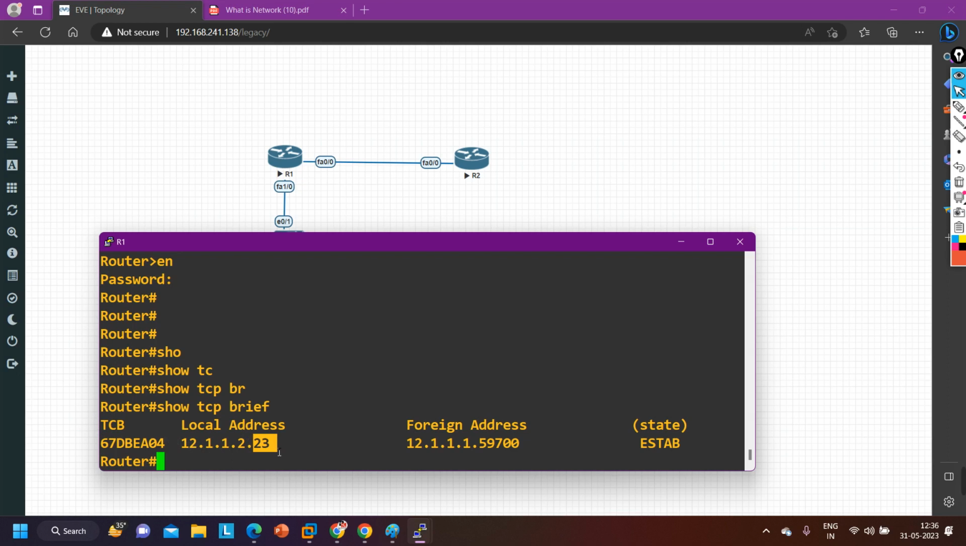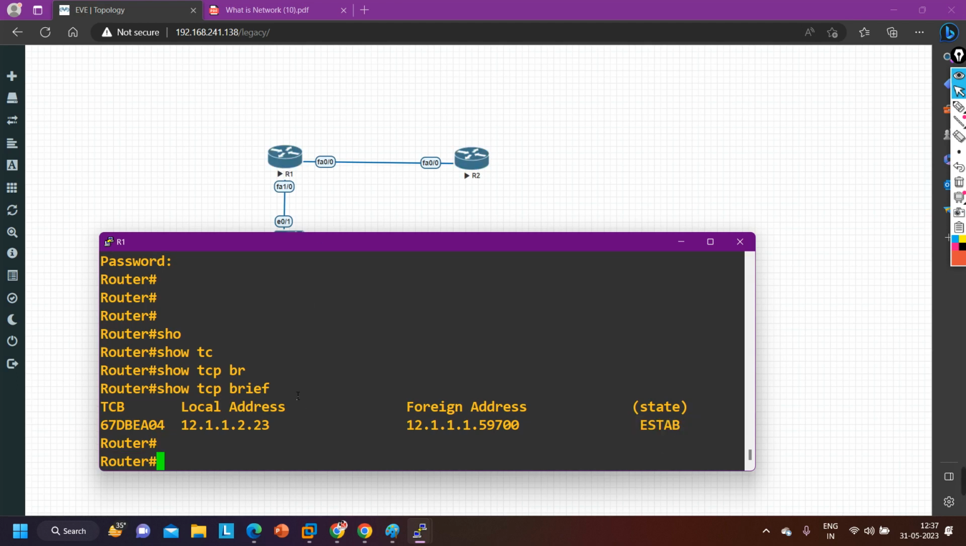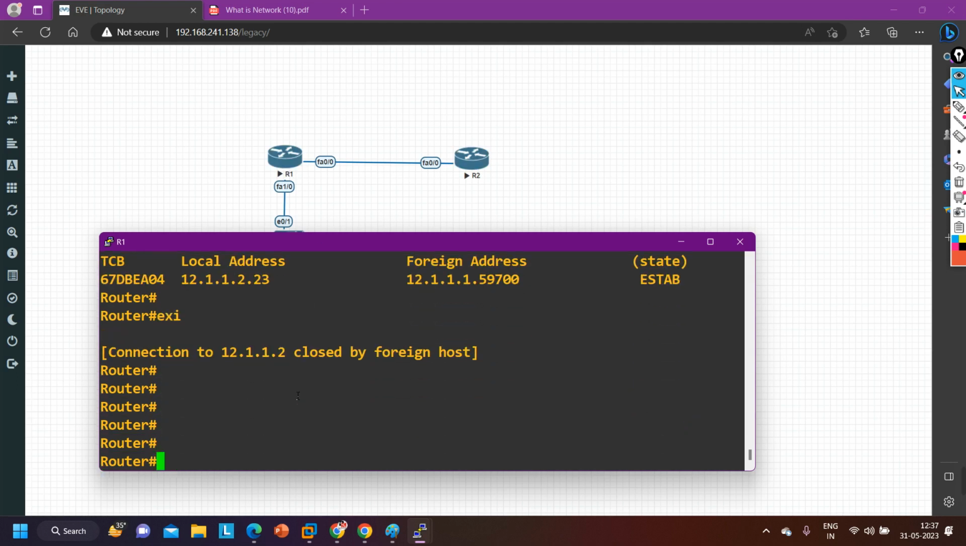As I told you, Telnet uses a well-known port number, that is 23. So 12.1.1.2 is the Telnet server, and router 1, 12.1.1.1, is the client. So what is the client using? A random port number, you can see. And the state is established. Okay. I am going to exit it.